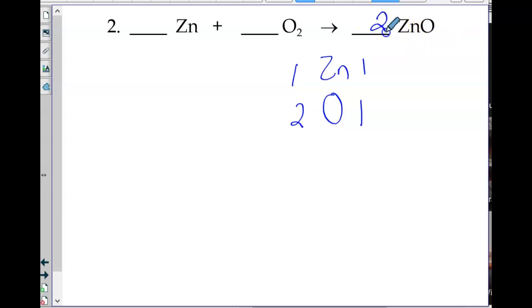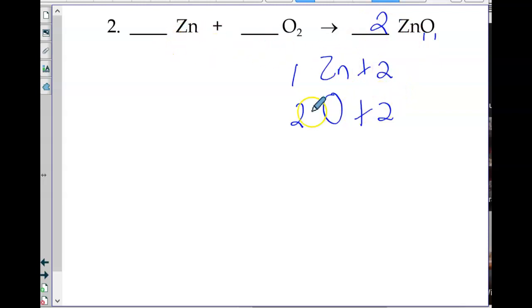I have to put a 2 out in front here, which makes my oxygen go to 2, because 2 times, remember there's 1s here like this, right? 2 times 1 is 2. And then this also makes a zinc change though, because whenever I put a number out in front of an element or a compound, it changes everything immediately after that element or compound. So it's also going to change my zinc to 2. So 2 times 1 is 2.